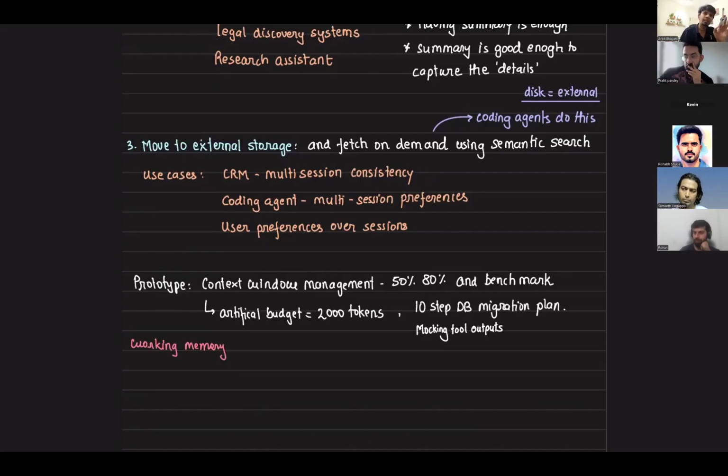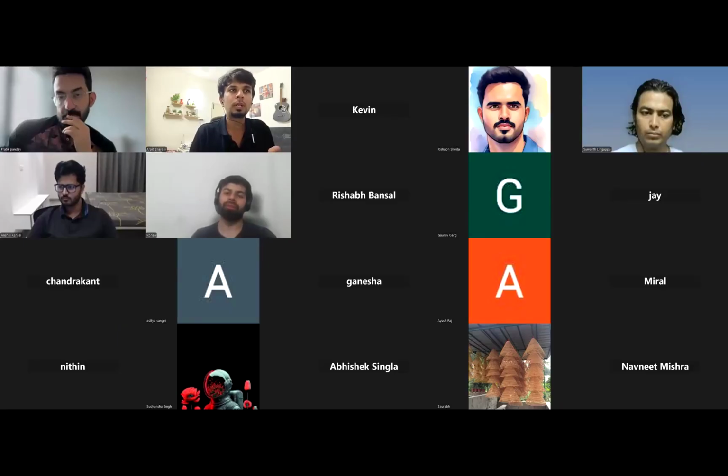Now what I'll do is take an example of managing the context window. After this, we'll take questions. What I want to demonstrate is, number one, how we know that we have hit this limit, where this code gets plugged in, what are the things that we do, and what are the repercussions that we see. I've induced an artificial budget of 2000 tokens. I'm doing a 10-step DB migration plan, very simple, and I'm mocking a lot of tool outputs. I want to keep things simple, but demonstrate what we gain and what we lose by doing what we do.